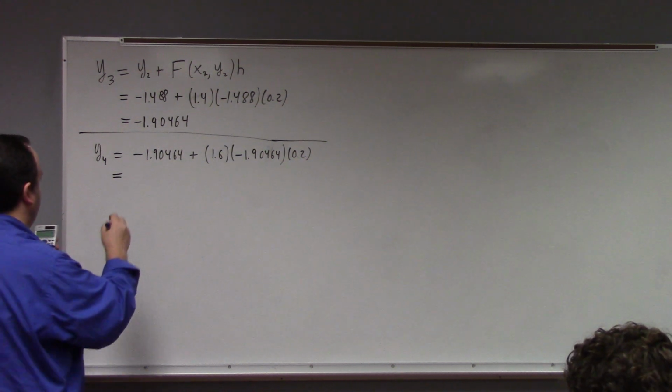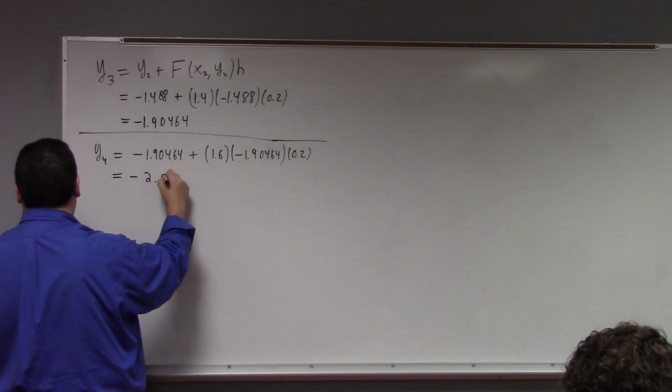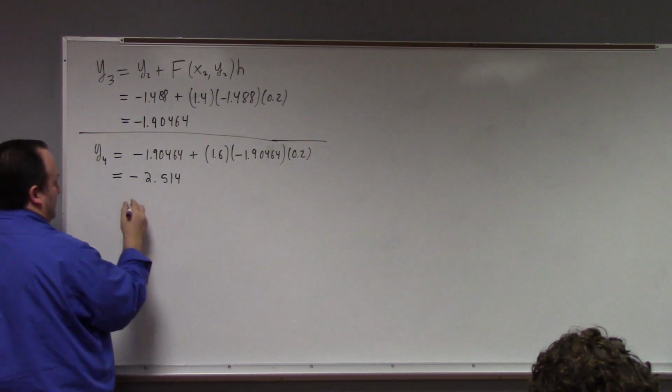Let's see here, 2.51, minus 2.514. I'm just going to keep that many digits if that's okay with you guys.